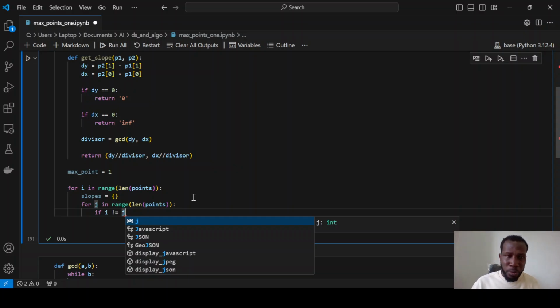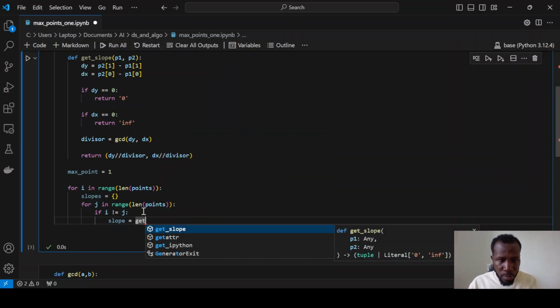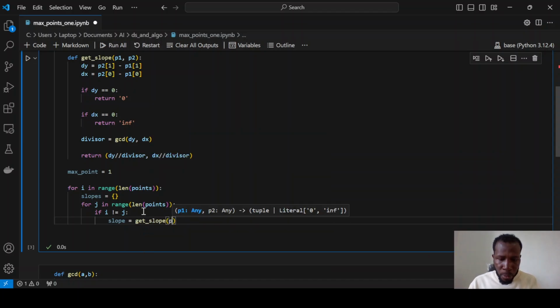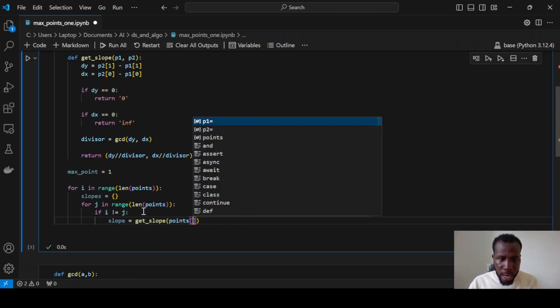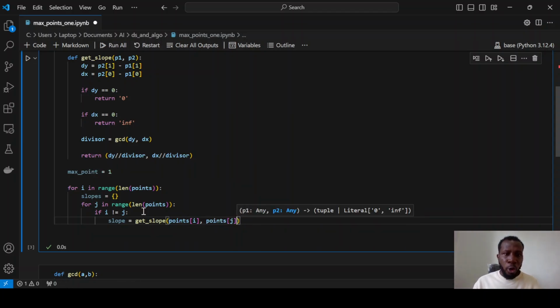Which means it's going to be 0 over 0. So that's what it's going to output. If this particular point is not equal to its same value, the range of the points, then what we're going to do now is get a slope, which is equal to get slope of points I and then points j. So for all the j, we are going to get the slopes of all the points that are not I.